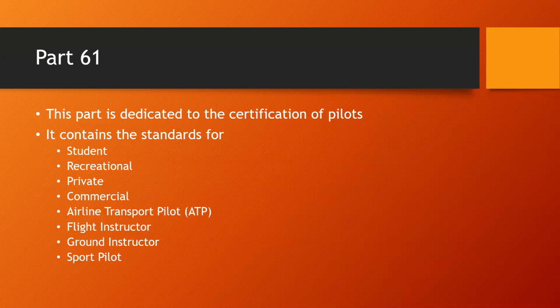So let's start by talking about Part 61. Part 61 is dedicated entirely to the certification of pilots. It contains standards for student pilots, recreational pilots, private pilots, commercial, the list goes on. So every type of rating that you can get basically resides in Part 61.